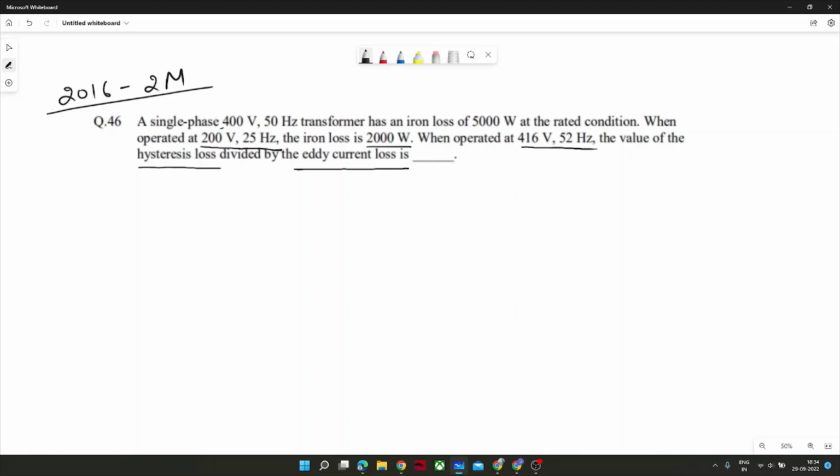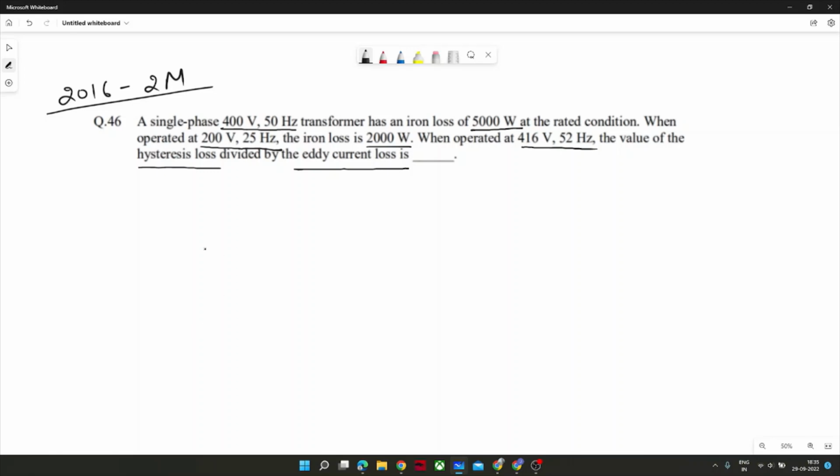And the other operating point was 400 volt 50 hertz, and its iron loss was given as 5 kilowatt. So, can you visualize any common factor among these three operating points? Hysteresis loss would be constant? No, hysteresis loss would not be constant. That factor, the iron loss factor, would be constant throughout.